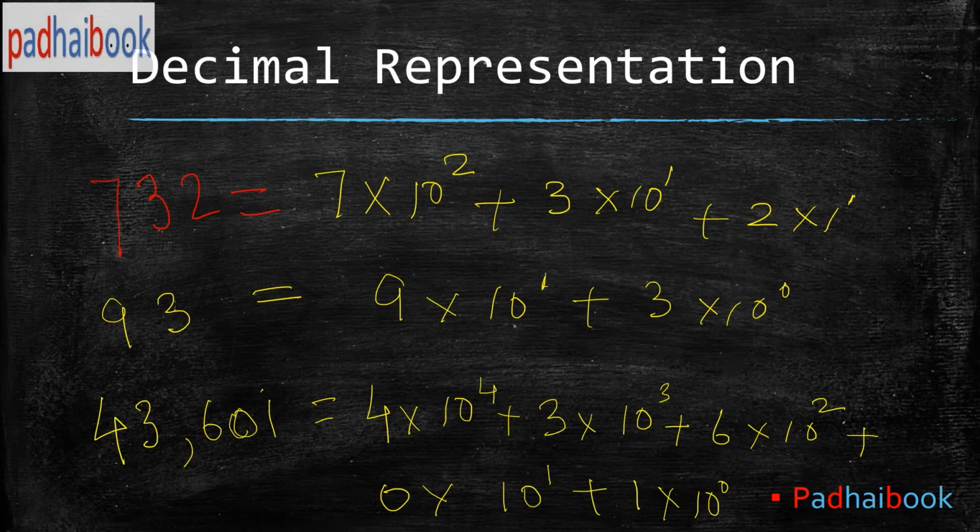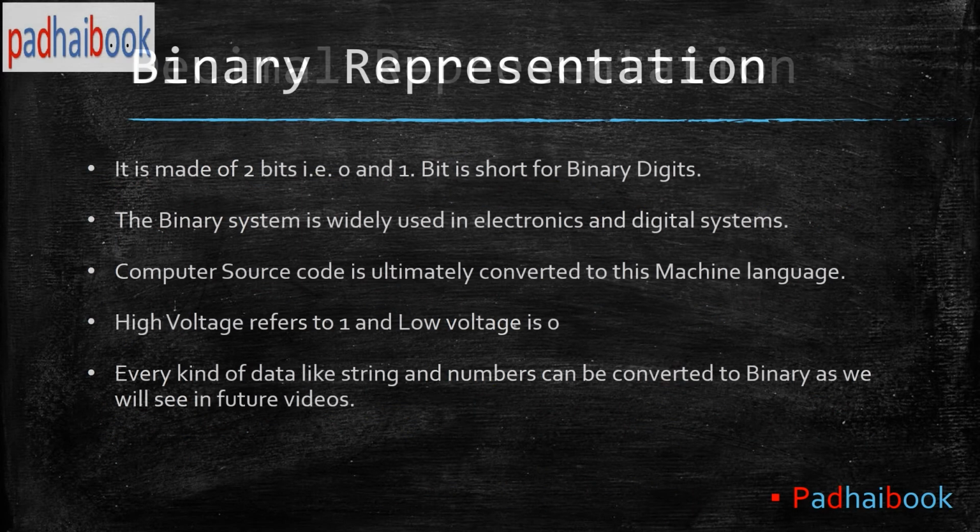Now computers are much more capable of calculating things in binaries. That's why we learned binaries. So let's just talk more about binaries. It is made up of 2 bits, that is 0 and 1. Bit is short for binary digit. The binary system is widely used in electronics and digital systems. Computer source code is ultimately converted into this machine language. High voltage refers to 1 and low voltage is 0. Every kind of data like strings and numbers can be converted to binary, as we will see in future slides.